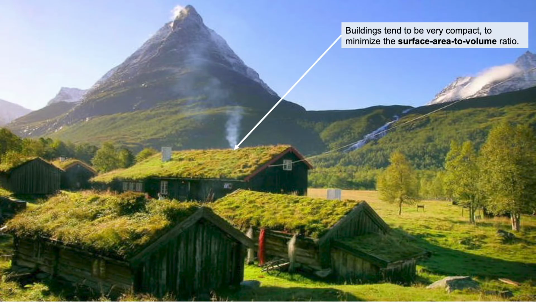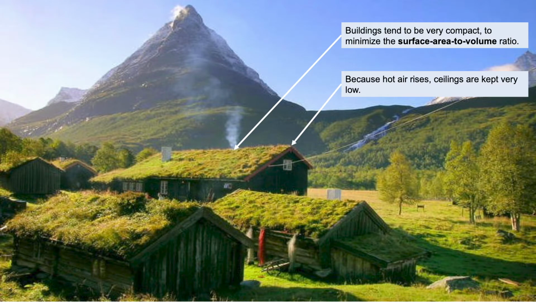So buildings are very compact, and that's because the surface area to volume ratio of a building is very important when it comes to heat transfer. The higher surface area you have, the more heat you're going to lose out of it. So you try and keep that down and keep the ratio of surface area to volume as low as possible.